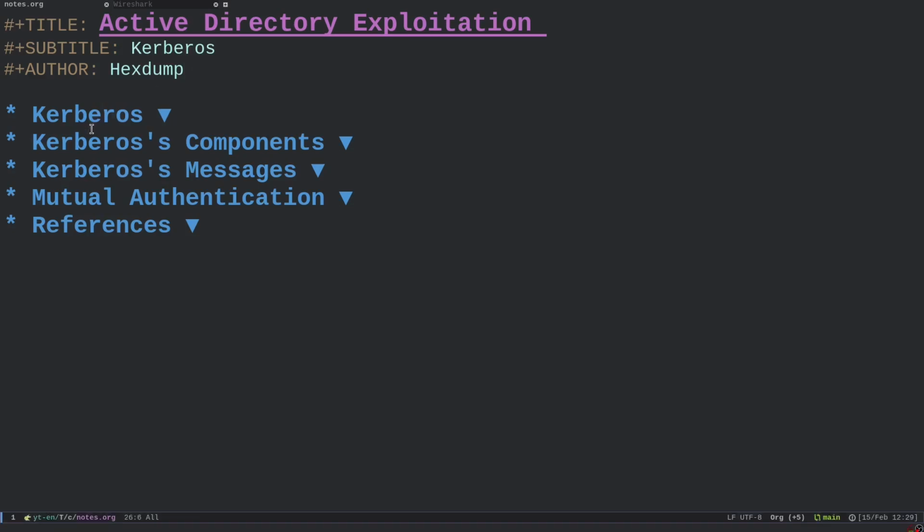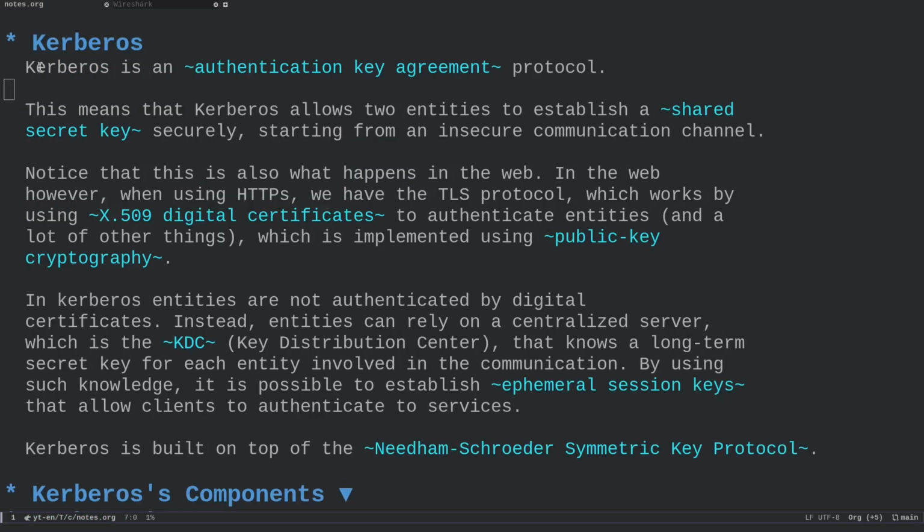So let's do a little recap on what Kerberos is and what role it plays in the context of Active Directory. Kerberos is an authentication key agreement protocol. This means that Kerberos allows two entities to establish a shared secret key securely, starting from an insecure communication channel.